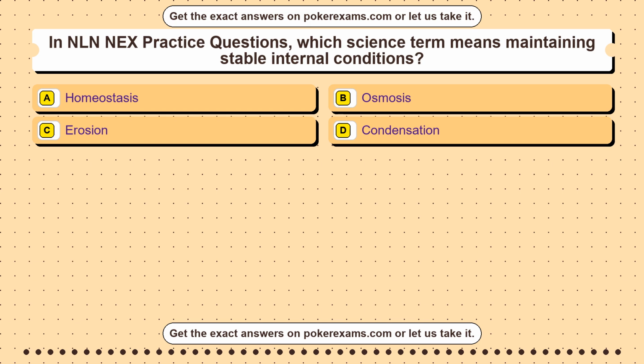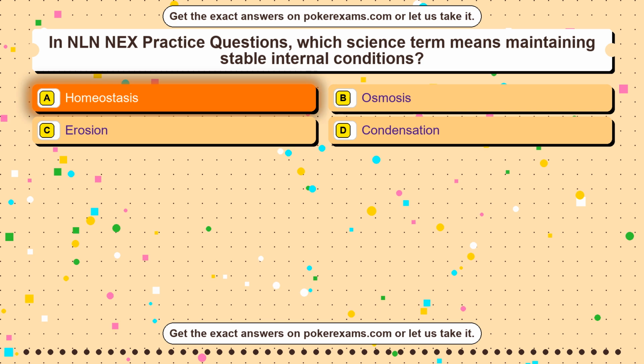Question 33. In NLN NEX Practice Questions, which science term means maintaining stable internal conditions? Option A, homeostasis. Option B, osmosis. Option C, erosion. Option D, condensation. The correct answer is option A, homeostasis.